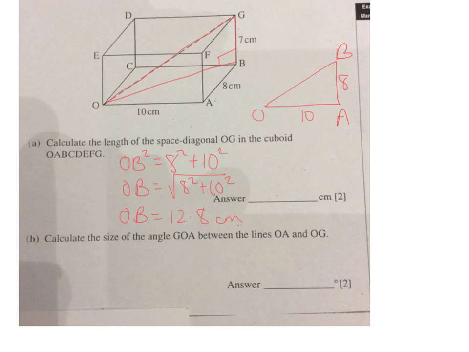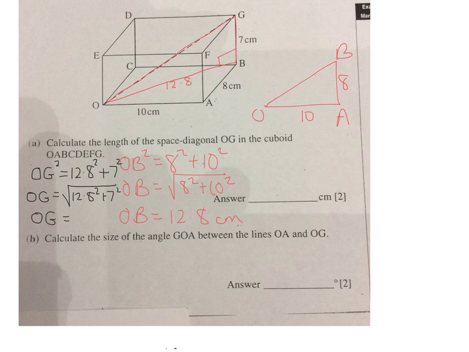Now if you look carefully then you'll see once we know what OB is we'll be able to work out what OG is by again drawing a little right angle triangle. Now this time we know that OB is 12.8, so it might make sense to write that into our diagram. So 12.8 is one of the sides of the triangle, 7 is the other, and we're going to find our hypotenuse. So you can see that using Pythagoras again we get an answer of 14.6, rounded to three significant figures.